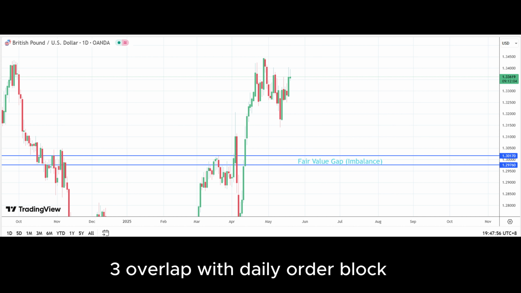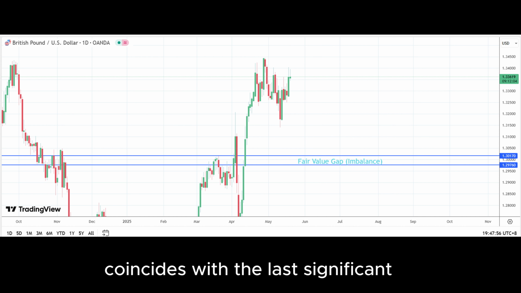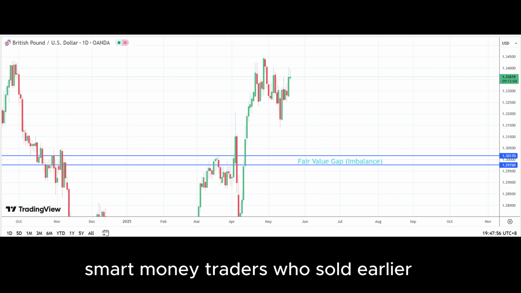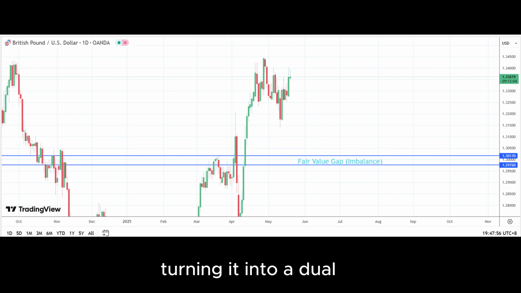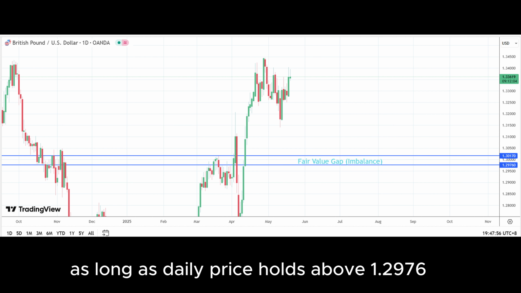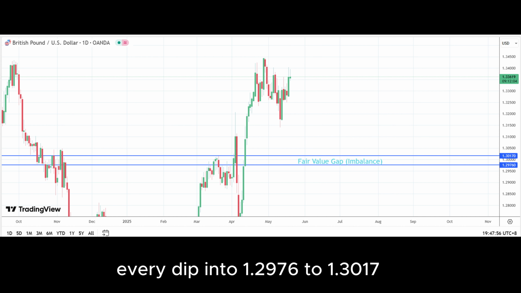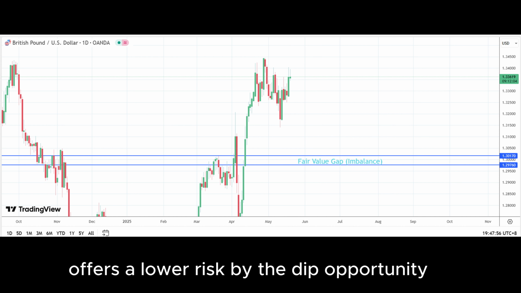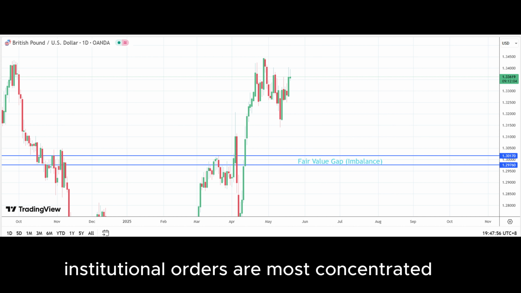3. Overlap with daily order block. That same 1.2976 to 1.3017 area coincides with the last significant bearish daily order block. Smart money traders who sold earlier are likely to return here to rebalance, turning it into a dual supply and demand reference zone. As long as daily price holds above 1.2976, the bullish trend remains intact. Every dip into 1.2976 to 1.3017 offers a lower-risk buy-the-dip opportunity, aligning your entries with where institutional orders are most concentrated.